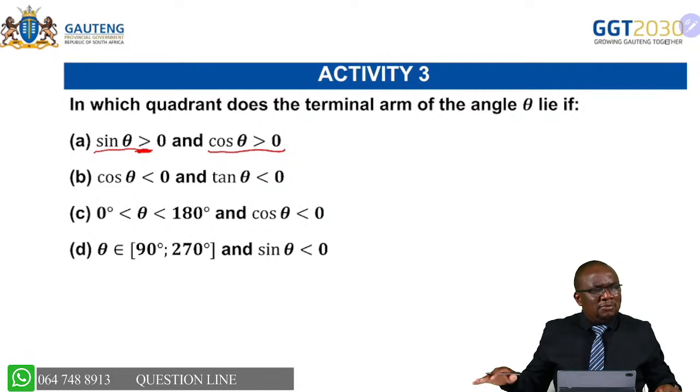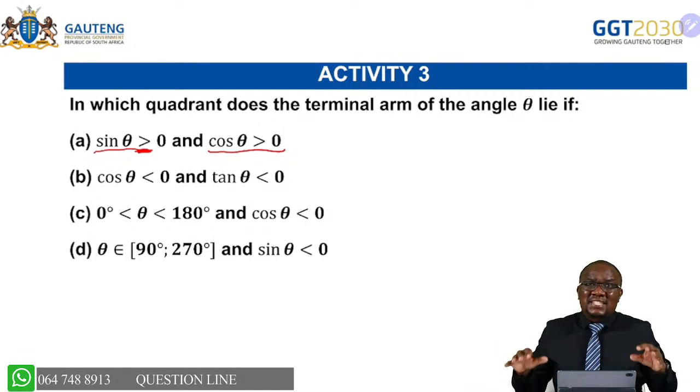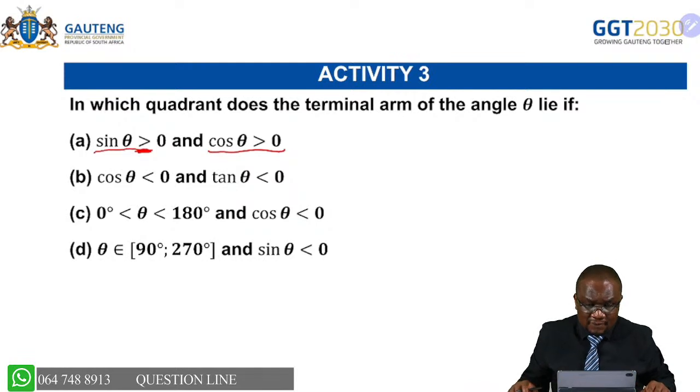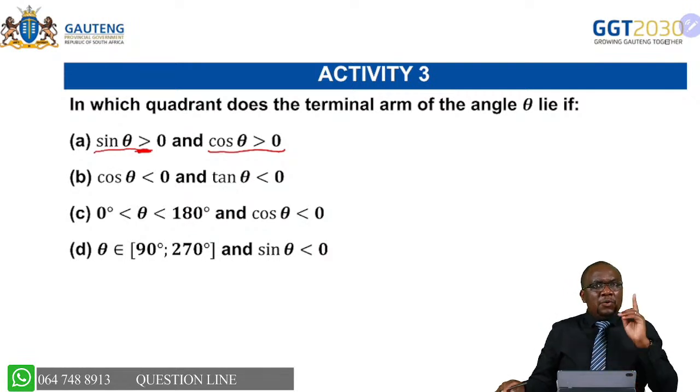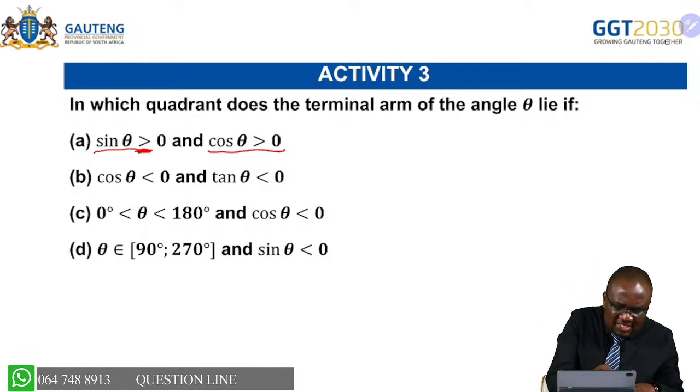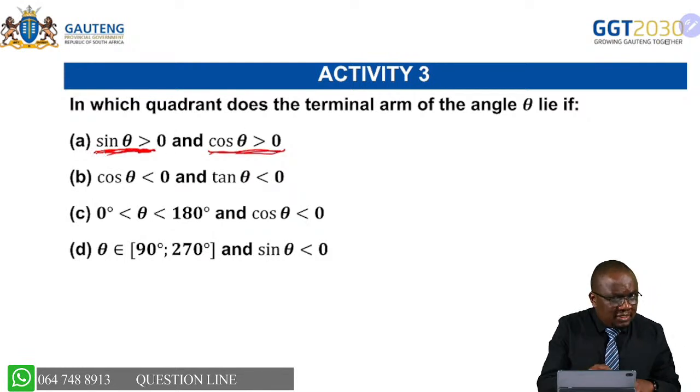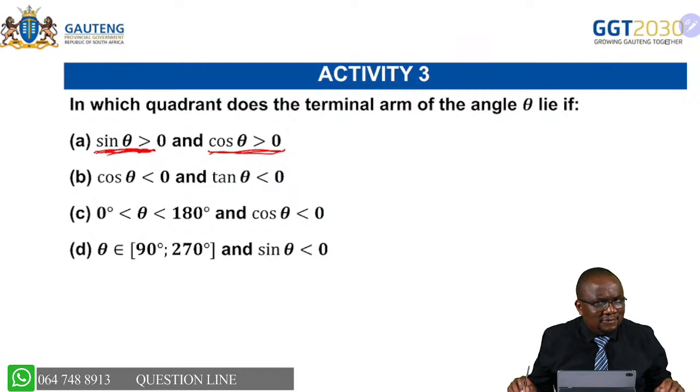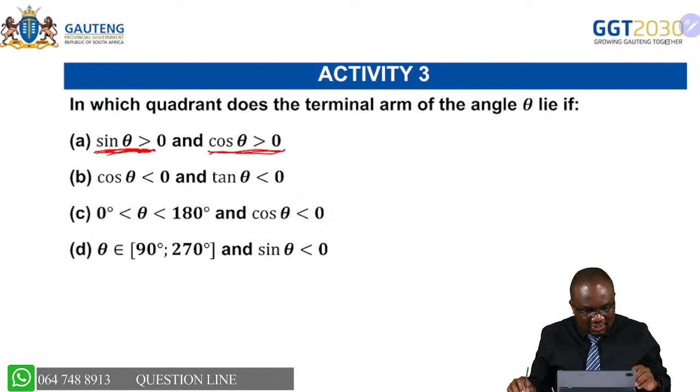Just know that we're going to apply that even in functions. Greater than 0 means positive. Less than 0 means negative. Okay? Right, now, we want a quadrant where sine theta is positive and cos theta is positive. Which quadrant is that? Some of you may be trying that. Try is fine, you can try. Which quadrant do we have sine theta positive and cos theta positive?